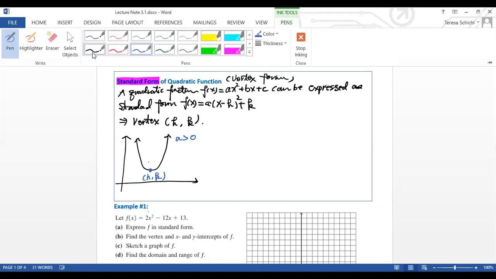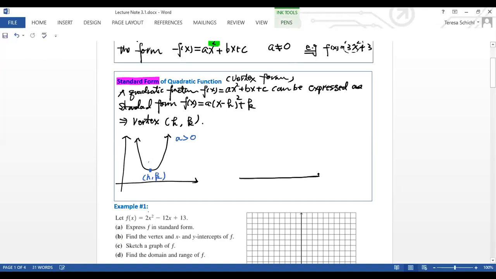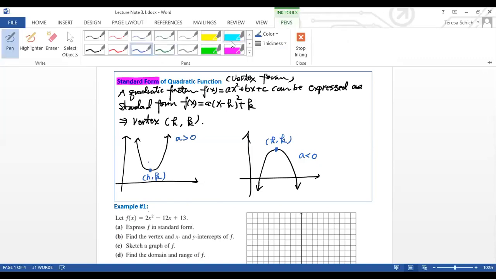In the same way, if you have a quadratic that opens down, that means your constant a has to be less than 0. And here, the top is your vertex, (h, k). Okay, so be very careful about a few things here when we change to the vertex form, right?